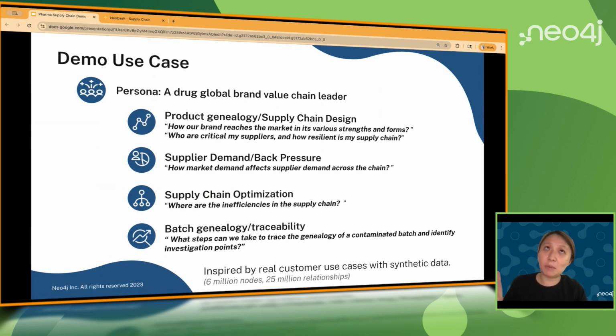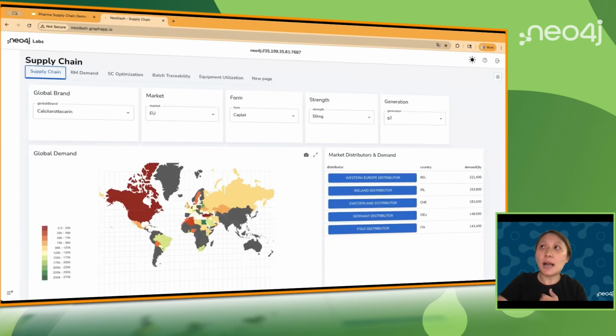So now I'm going to start my day as the global value chain leader. Today, I'm going to look at this dashboard, which is powered by Neo4j. This dashboard has many tabs that allow me to investigate the various aspects of my supply chain operation. For example, the supply chain tab provides a high-level overview of the entire value chain, including the global brands, the market, and distributors. And the RM demand tab helps me to assess raw materials requirements based on the current and projected market needs.